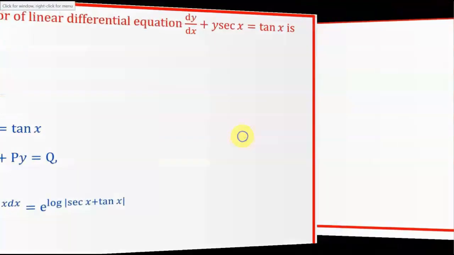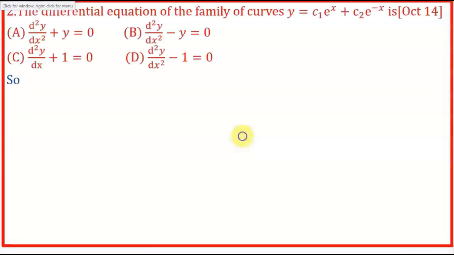Now the next question. The differential equation of the family of curves y is equal to c1 e raised to x plus c2 e raised to minus x is: the first option A, d2y by dx square plus y is equal to 0; B, d2y by dx square minus y is equal to 0; C, d2y by dx square plus 1 is equal to 0; and D, d2y by dx square minus 1 is equal to 0.